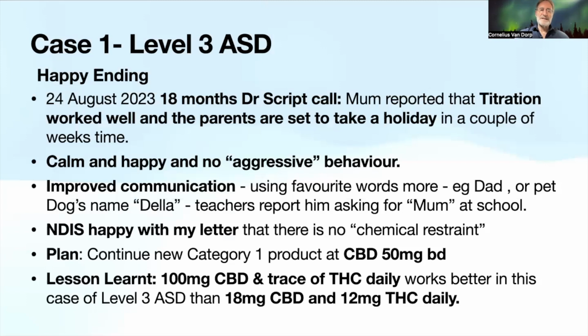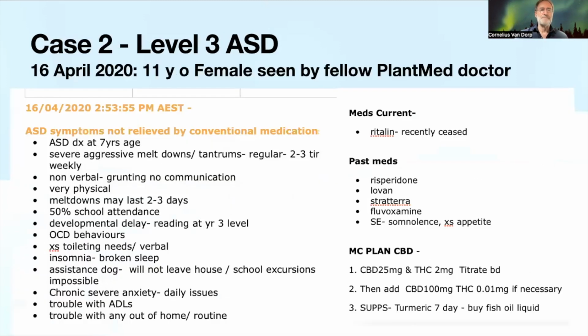NDIS were happy with my letter, and so the lesson learnt here: 100 milligrams of CBD and a trace of THC worked better in this case than 18 milligrams of CBD and 12 milligrams of THC.